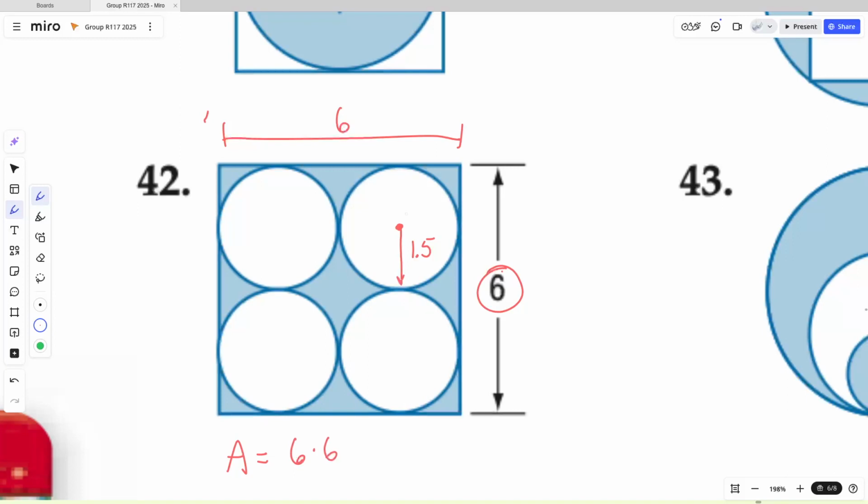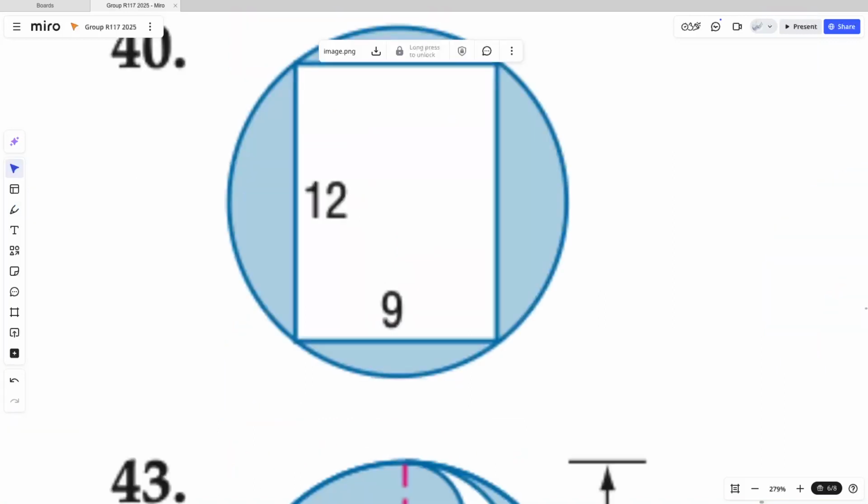The area of the rectangle is 36, and then I need to take away 4 circles with radius 1.5. This one's pretty hard.